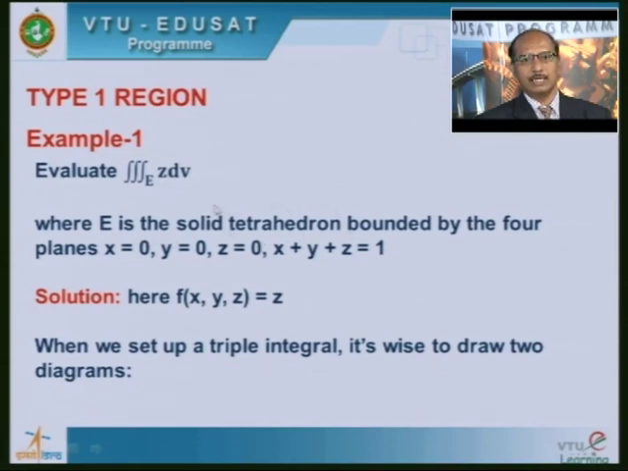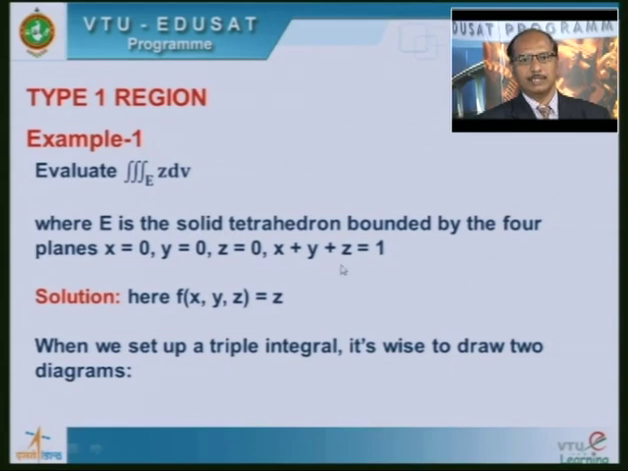You know what a tetrahedron is? Bounded by the 4 planes. There are totally 4 planes: x equal to 0, y equal to 0, z equal to 0 and the plane x plus y plus z equal to 1. You know x equal to 0 plane in geometry is the yz plane, y equal to 0 is the xz plane, and z equal to 0 is the xy plane. These are all coordinate planes. The solid region is bounded by the 3 coordinate planes plus another plane.